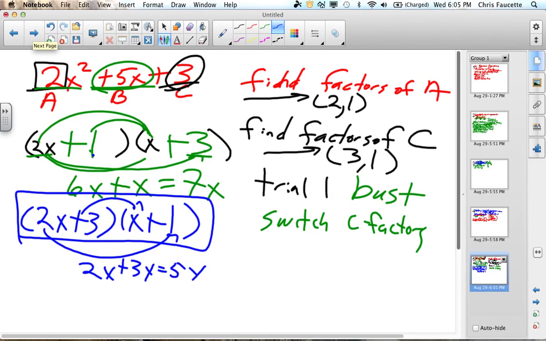All right? Now, if you've got more than just one pair of factors for A, try the two that are closest together. Come back and work with your factors of C. And you just keep trying it until you get the right thing. Okay? So I know since this worked, this is what I'm dealing with. All right.